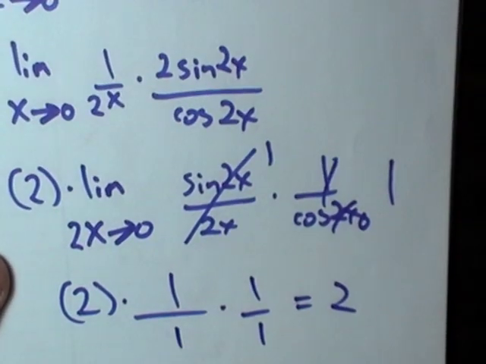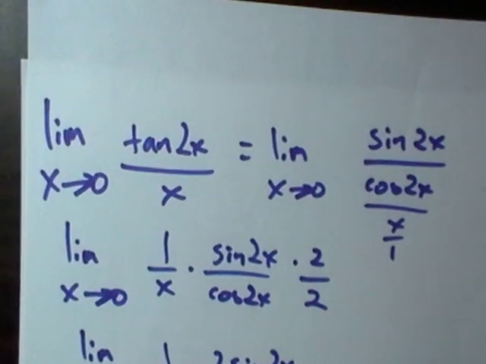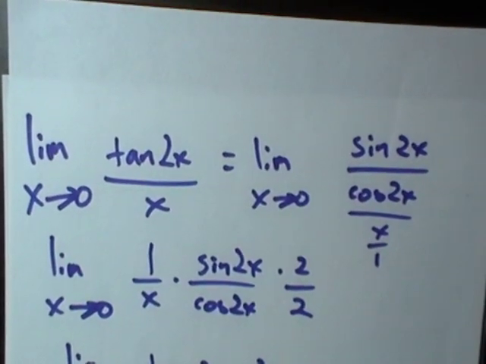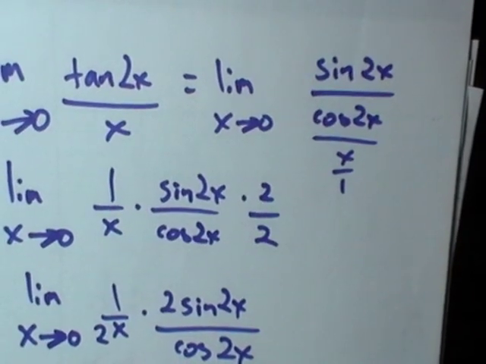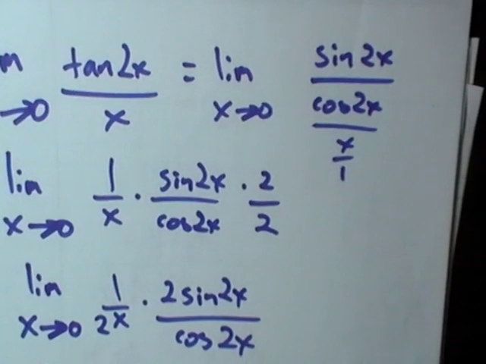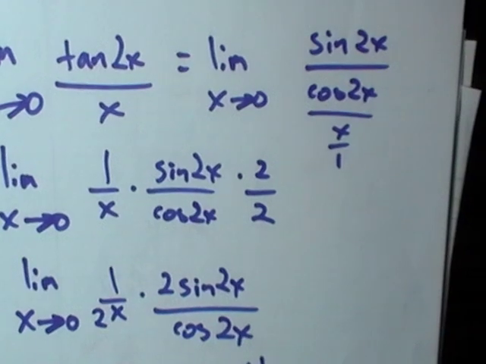But that's basically, you know, we're just using some trig identities and multiplying by forms of 1, and eventually I got there. So we're going to do some more of these in the next video too.